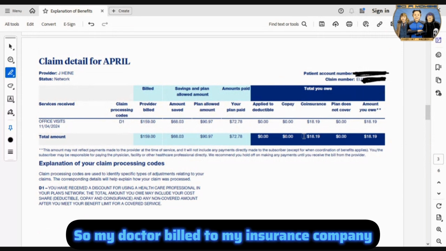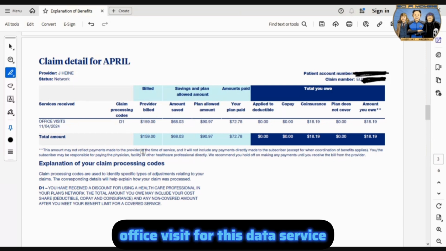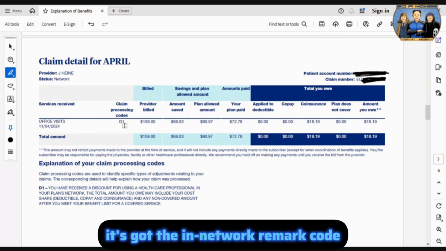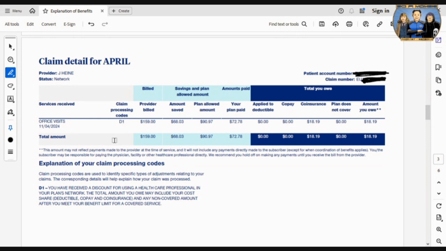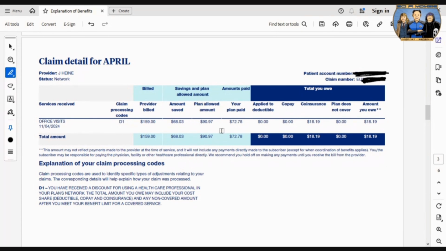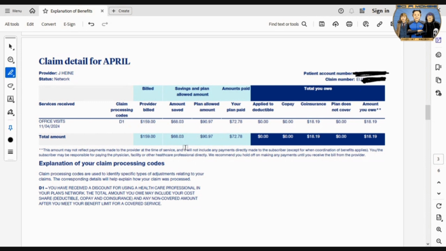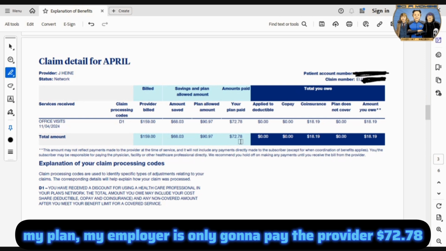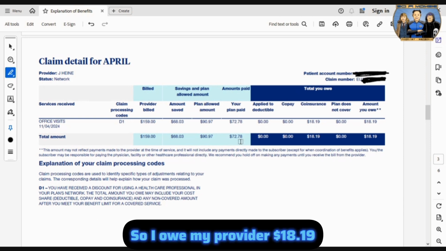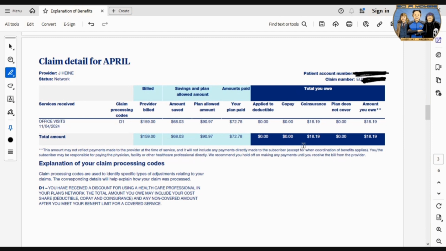So my doctor billed my insurance company, and they billed $159 for an office visit because I used an in-network doctor. It's got the in-network remark code or claim processing code. The doctor contract states they're going to accept $90.97 as an allowable. They're going to take a discount of $68.03. And my plan, my employer, is only going to pay the provider $72.78 because I haven't hit my out-of-pocket. So I owe my provider $18.19 for the office visit. Does that make sense?